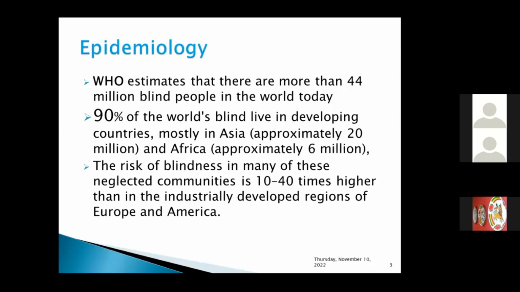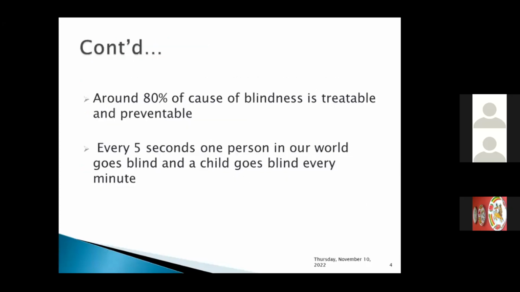Around 80% of blindness is treatable and preventable. This is good news. 80% of it can either be prevented through different measures, or once the disease happens, it can be treated. Cataract is a good example of this. Every 5 seconds, one person in our world goes blind, and a child goes blind every minute.